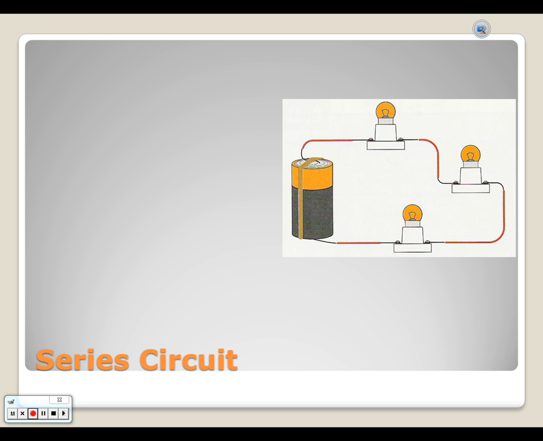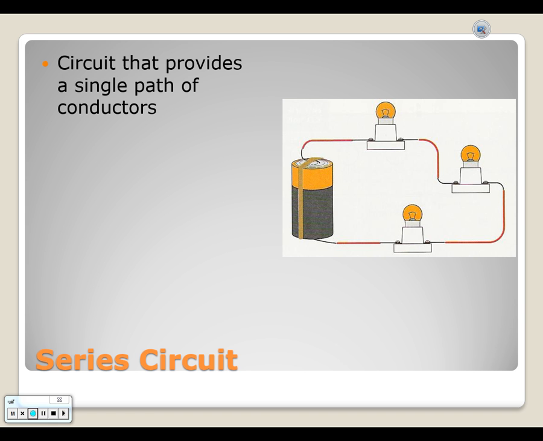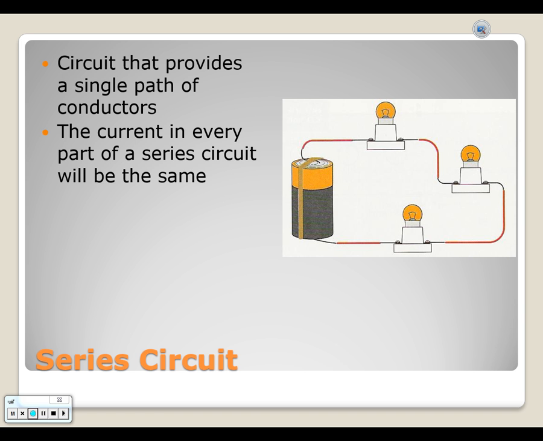We usually classify closed circuits in one of two ways. The first is a series circuit. The series circuit provides a single path of conductors for the charges to follow. And that means that the current in every part of a series circuit will be exactly the same.